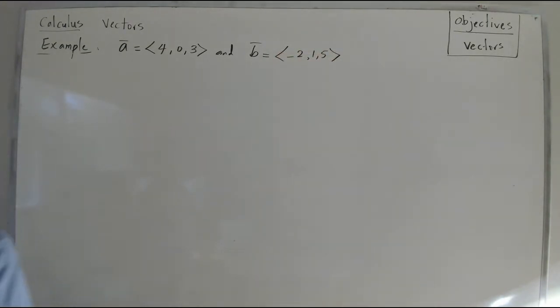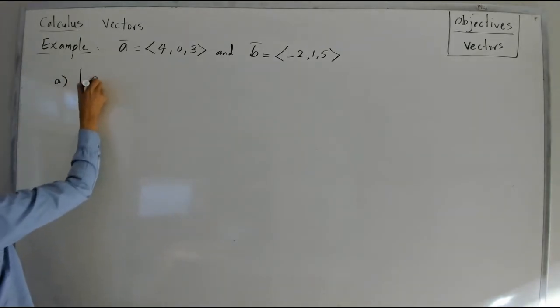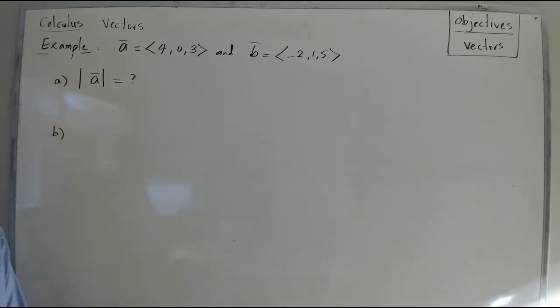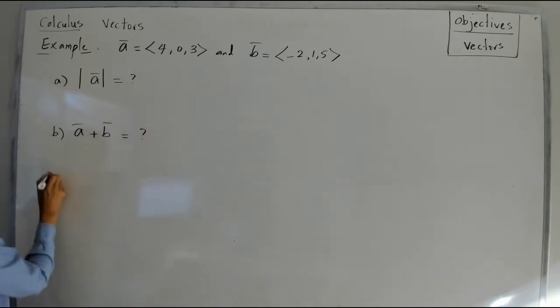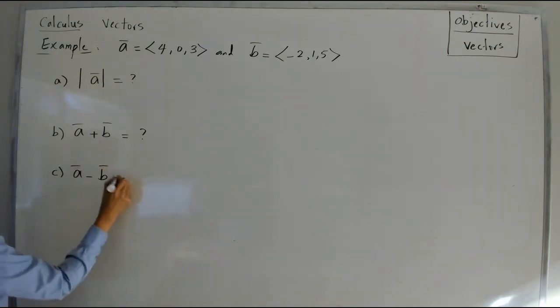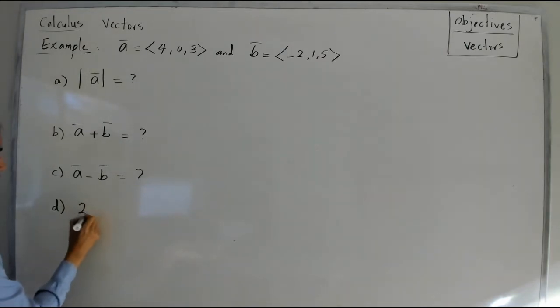Well, the question says, find the magnitude of vector A, then construct A plus B, then construct A minus B, find 2A plus 5B.